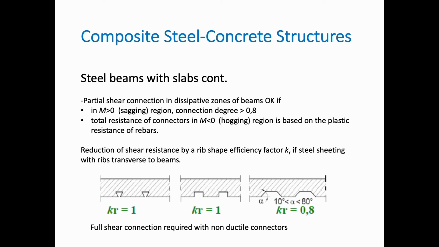Looking at the steel beams with the composite slabs, for sagging moments there is a requirement for achieving a connection degree of 0.8 or bigger, and when we have hogging moments, the design is based on the plastic resistance of the rebars. So as you can see below, the KR value is changing accordingly.